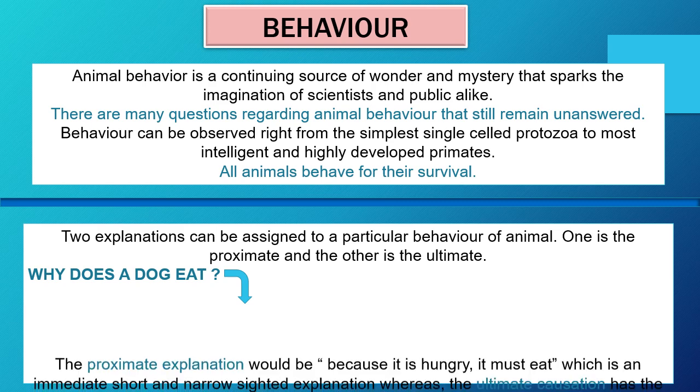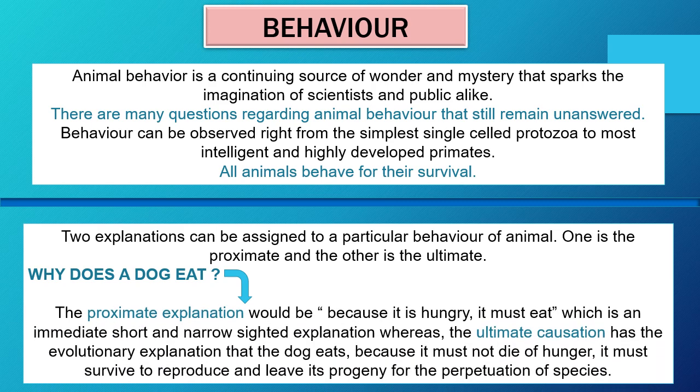Why does a dog eat? The proximate explanation would be because it is hungry, it must eat, which is an immediate, short and narrow-sighted explanation. Whereas the ultimate causation has the evolutionary explanation that the dog eats because it must not die of hunger. It must survive to reproduce and leave its progeny for the perpetuation of species.